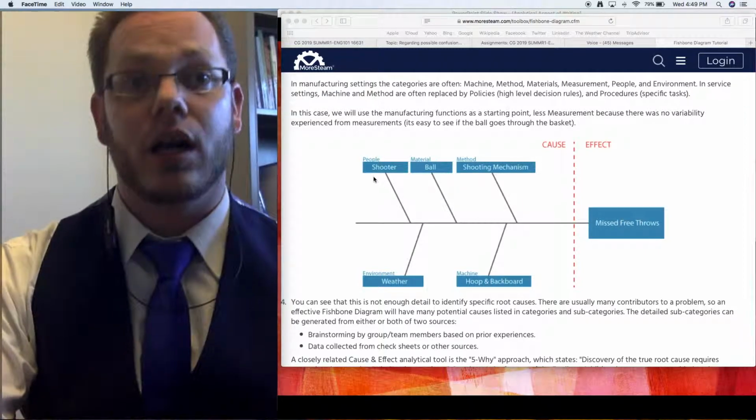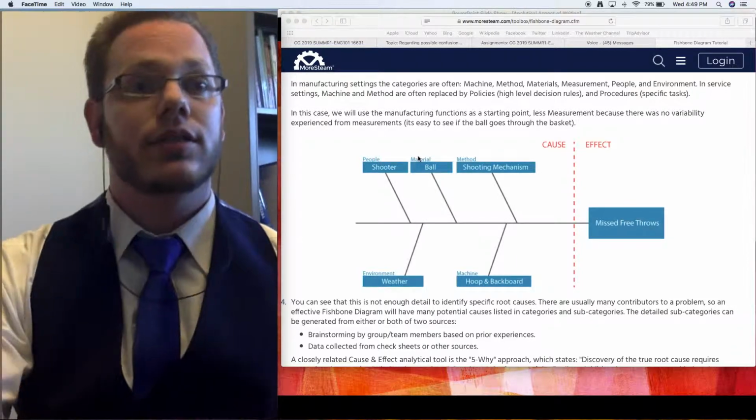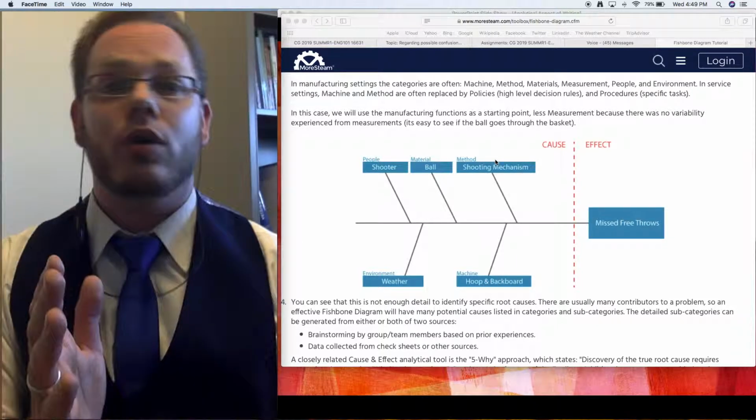Those may be people to consider. But here they just show the shooter. They say the material is the ball. That's the thing being used or processed. The method is how we accomplish what we're trying to do.